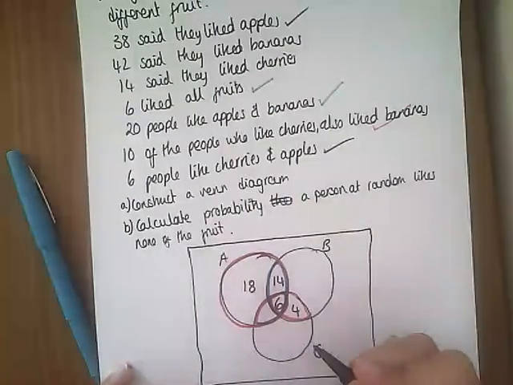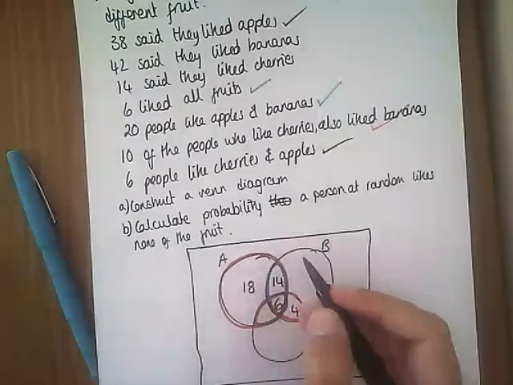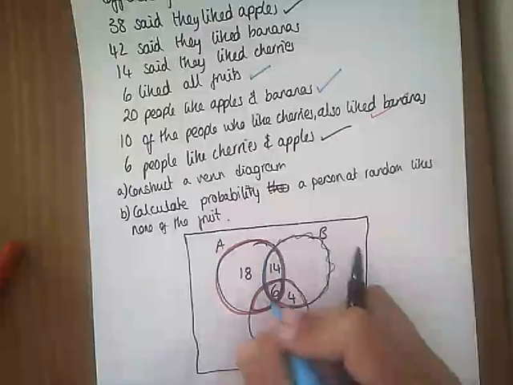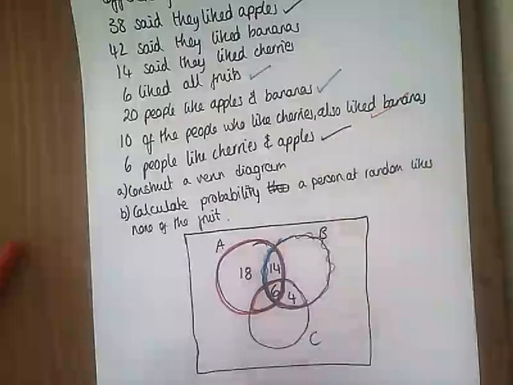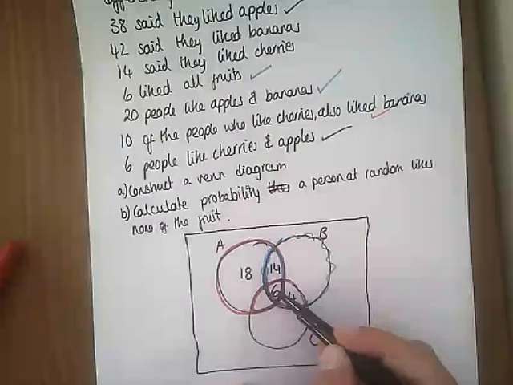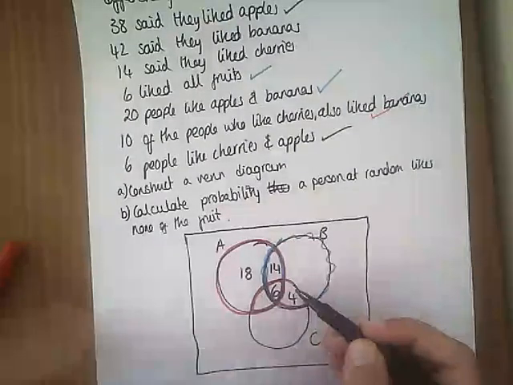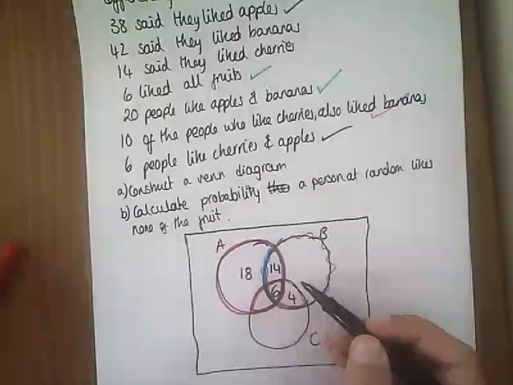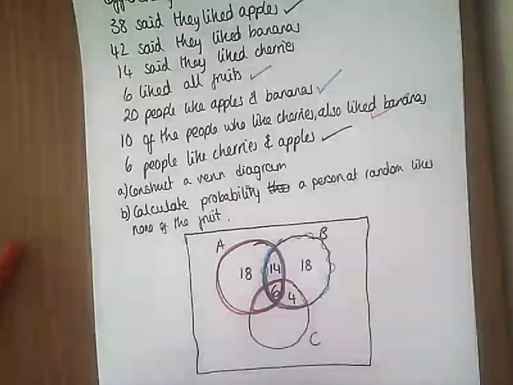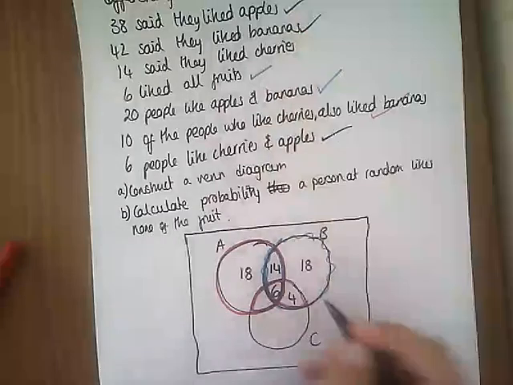42 people said they liked bananas, so that means the whole of our banana circle here, the whole of that circle has to add to 42. 14 add 6 is 20, add 4 is 24. 42 take away 24 is going to also be 18. So 18 people like bananas only.